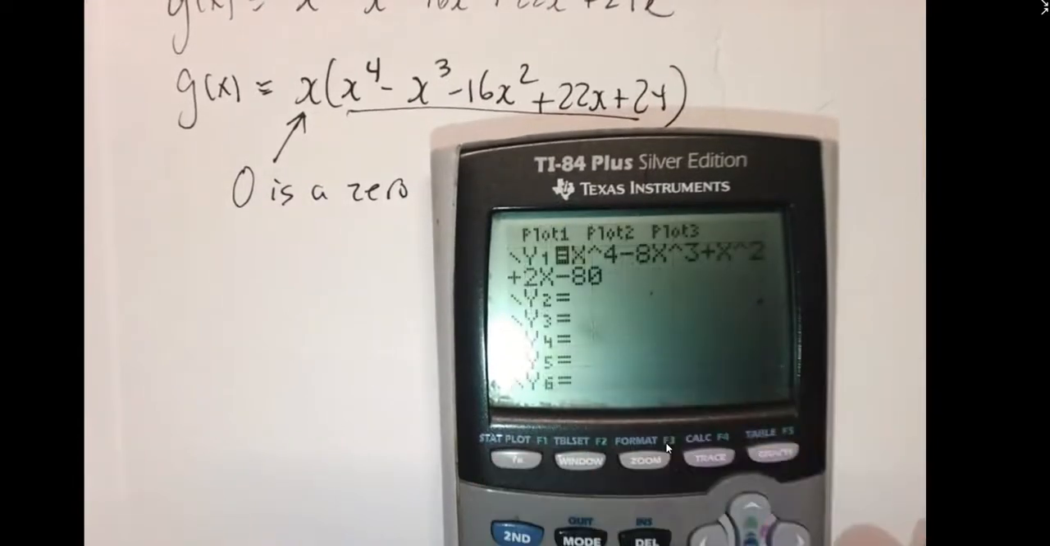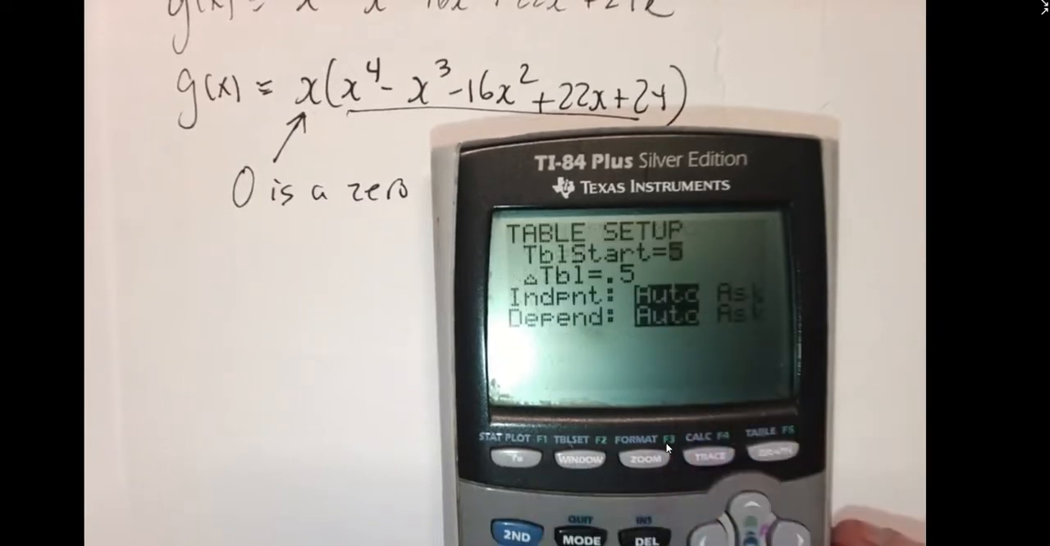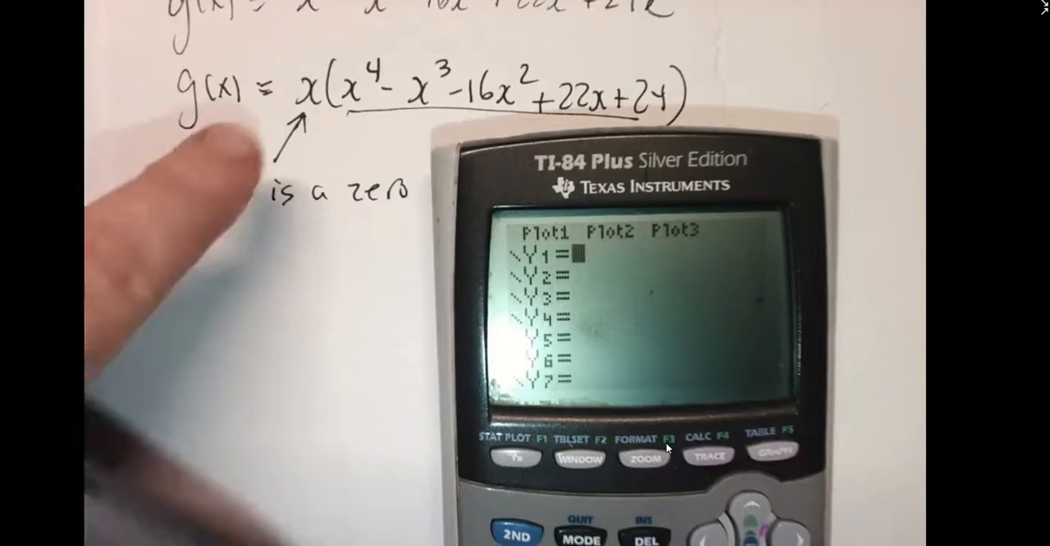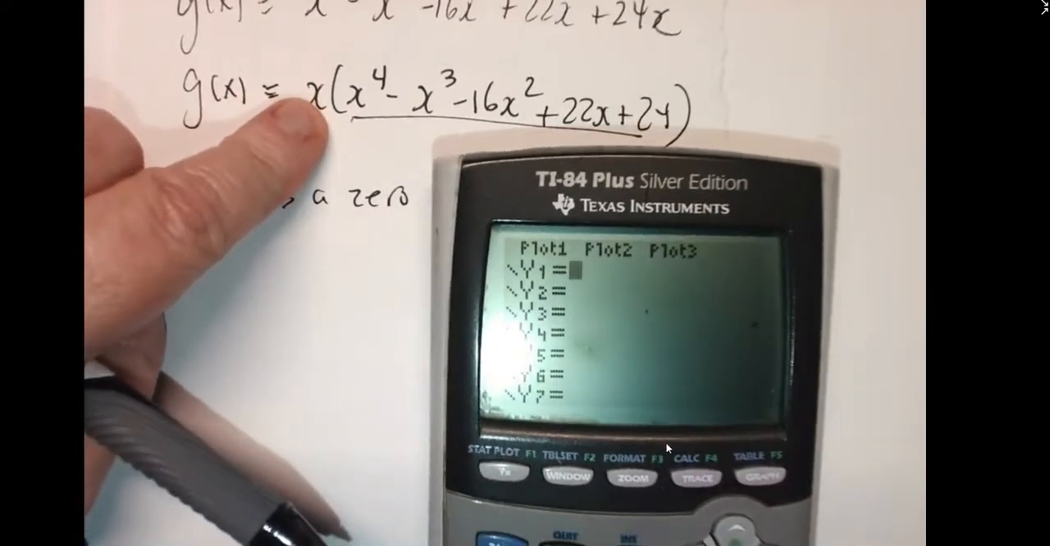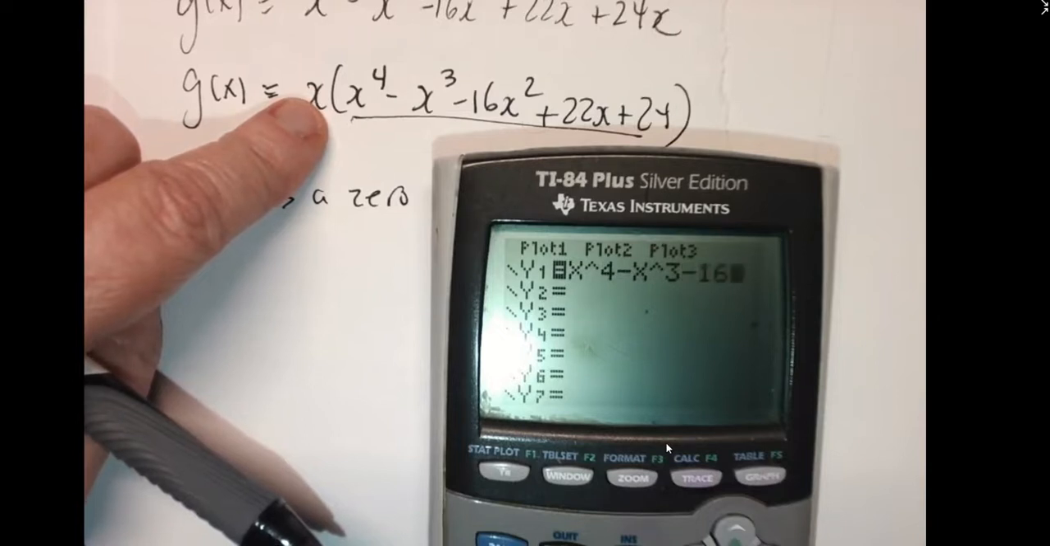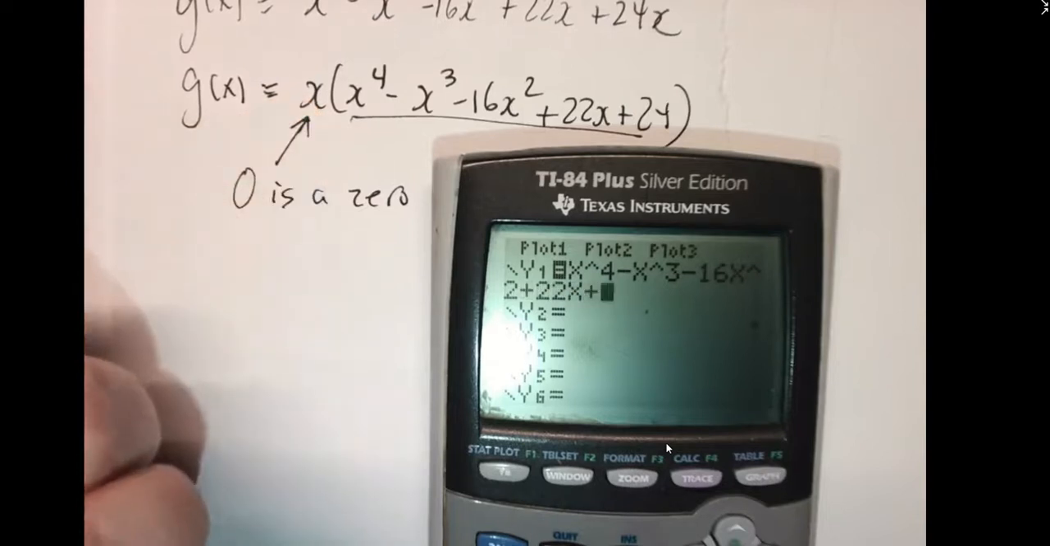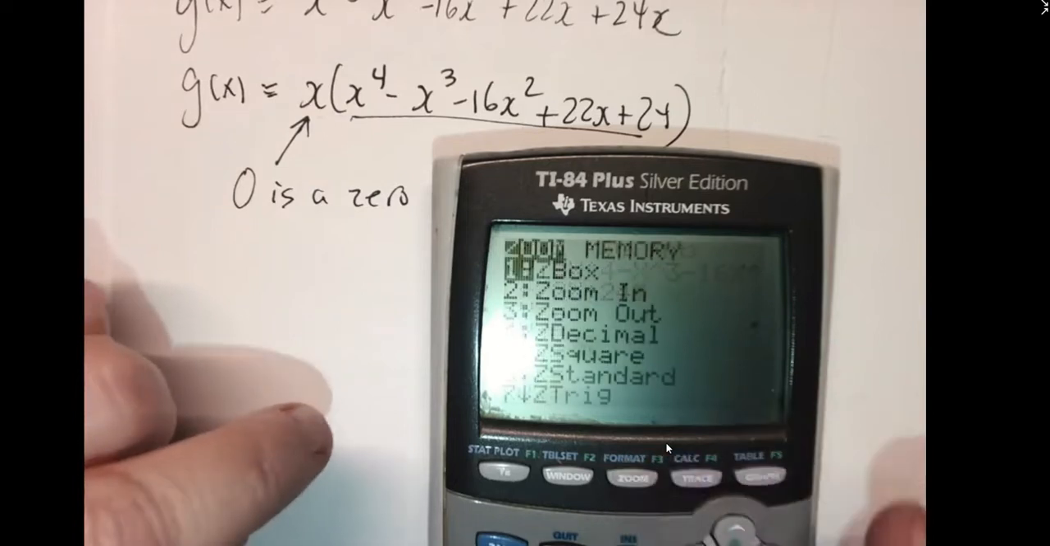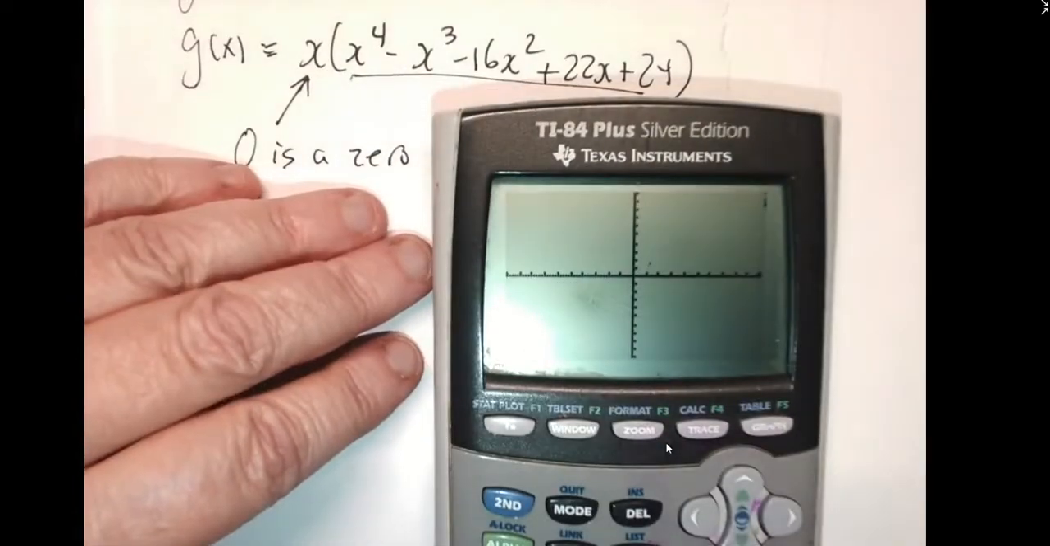So I'm going to come here and clear that out. I might actually just have that be a 1, because that way it'll go by quicker. All right, so let's just put this one in: x to the 4th minus x cubed minus 16x squared plus 22x plus 24. And let's have a look on a Zoom 6 and see what it's like.